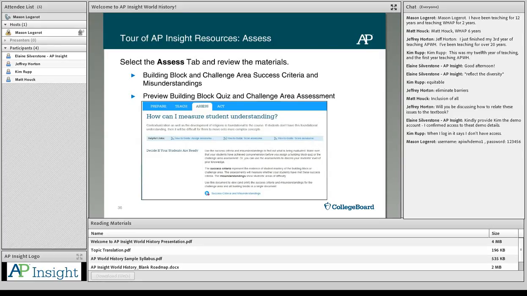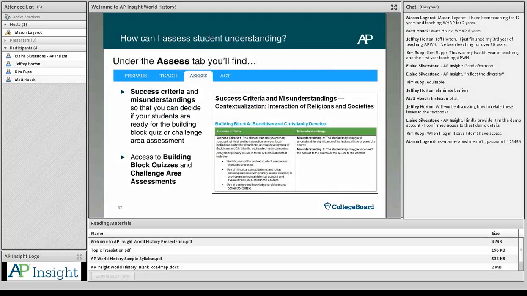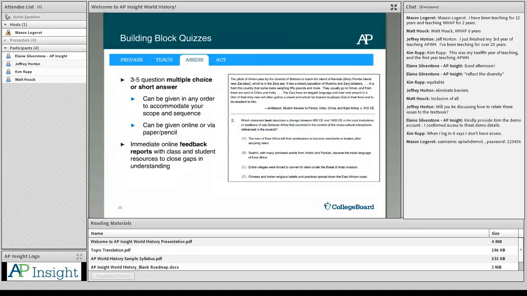There are also assessments. When you're ready and once you've taught this challenge area, you're going to give students the opportunity to determine if they're ready for the assessment. If you take a look at my slides, come back to that if you're not. There's really two types of assessments that you're going to see in AP Insight. And again, these are the ones that we were talking about earlier, that they can be done online. They can also be done with pencil and paper. They can be done at any time during the school year, depending on how you teach the course.